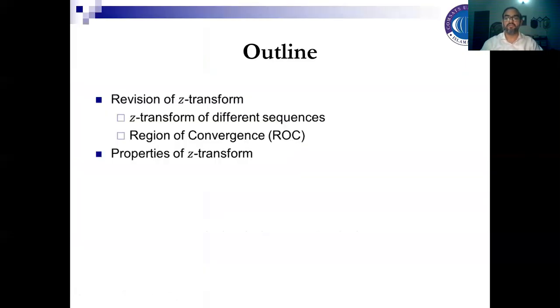The outline of my presentation is that we will start with the revision of Z transform, the basic Z transform formula, and different sequences and their Z transforms, and I'll end up with a table of different Z transform pairs. Then the concept of region of convergence that you have already studied, but we'll do some examples and reiterate it further. And finally, the properties of Z transform.